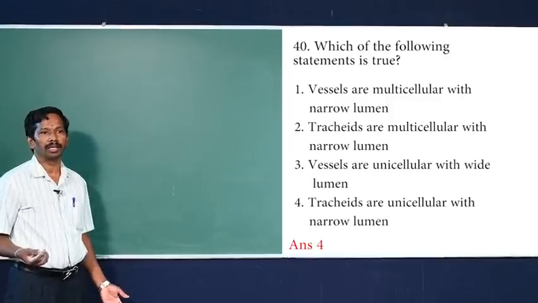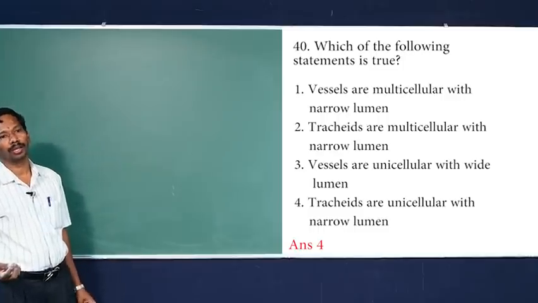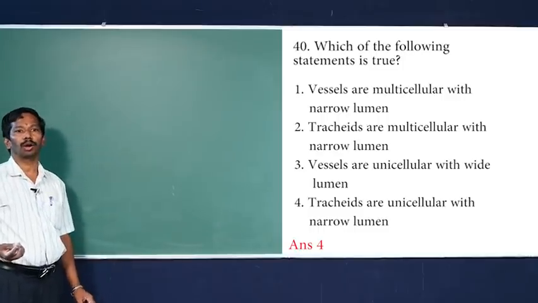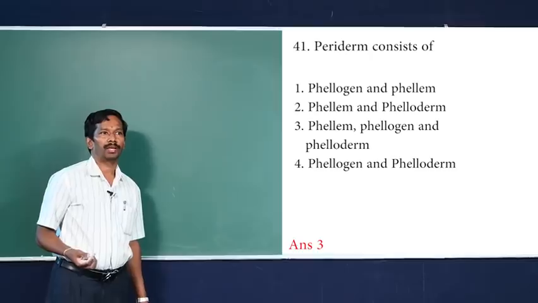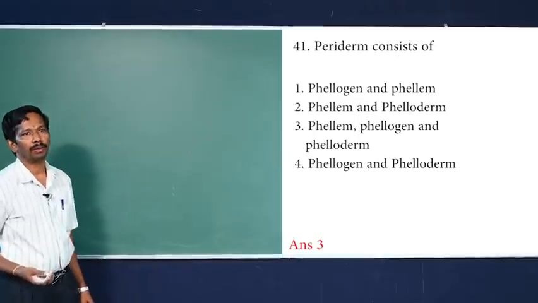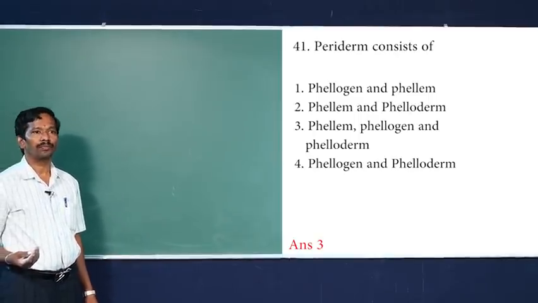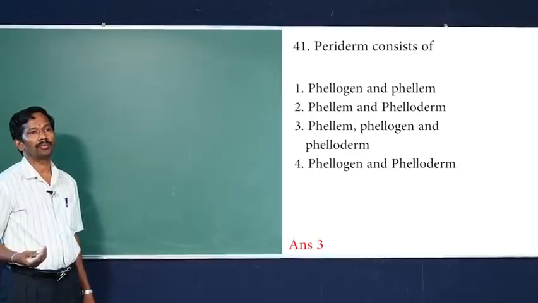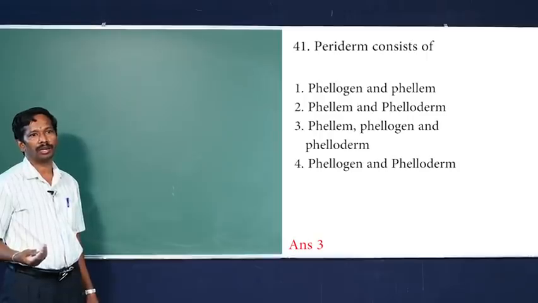As explained earlier, vessels have a larger or wider lumen with shorter cells in their structure, whereas tracheids are elongated, having a narrow lumen. So answer is 4 for question number 40. 41. Periderm consists of option 1 phellogen and phellem, second one phellem and phelloderm, third one phellem, phellogen and phelloderm, and fourth option is phellogen and phelloderm.